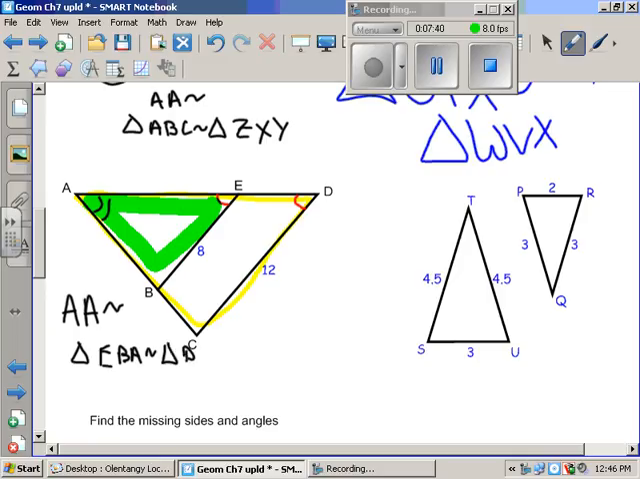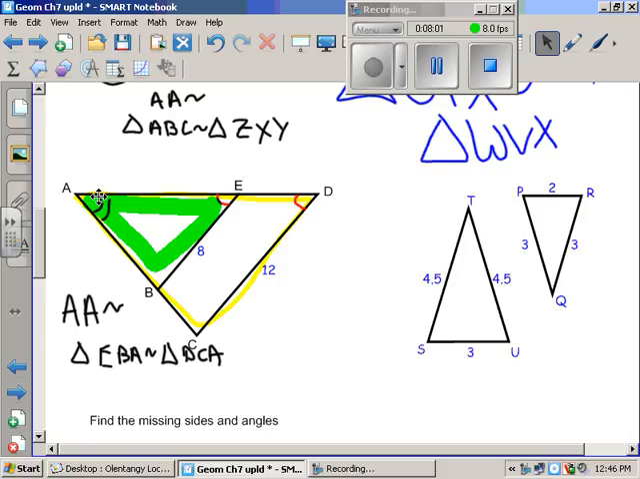Okay. We all agree with that? Yes. Sure. As long as the angles match up, you can write them in any order you want. Okay? All right.